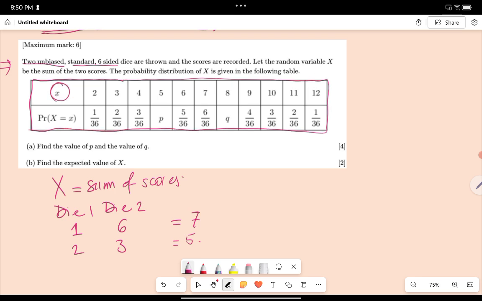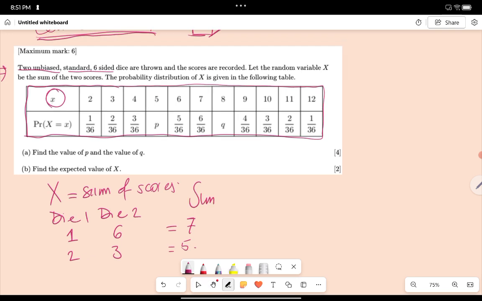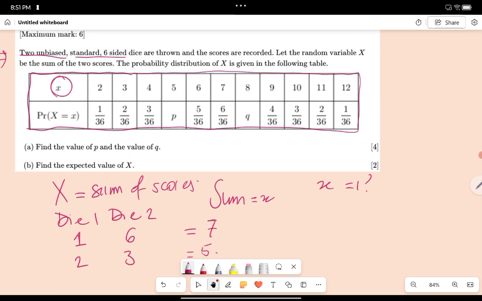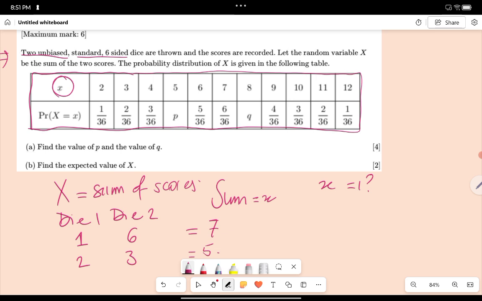Why do we start with x is 2? This is the sum. The sum is x, right? Could we have x is 1? No, we can't, because we're going to throw 2 dice and they are both unbiased. If we have the minimal value, we will have 1 plus 1, which is 2. We cannot get 1 plus 0. That doesn't exist, right? A die starts with 1. So we have to start with x is 2.